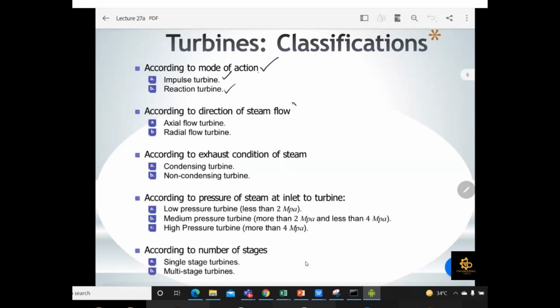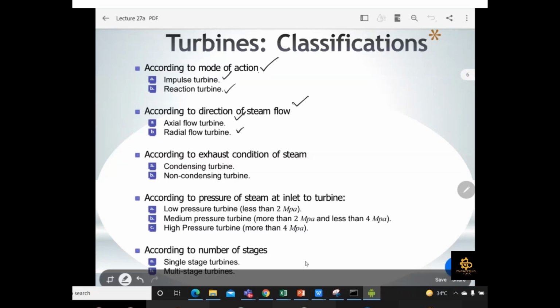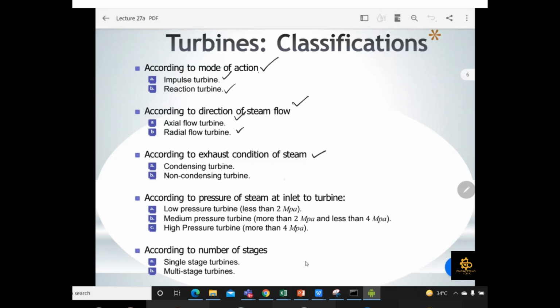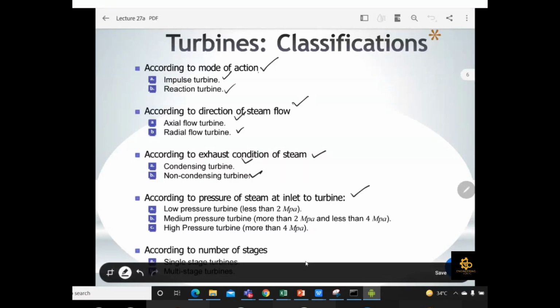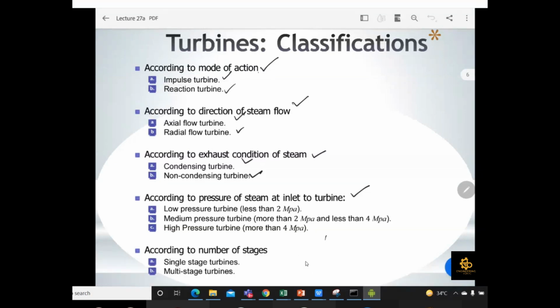According to direction of steam flow, there is axial flow turbine and radial flow turbine. According to exhaust condition of steam, there is a condensing turbine and a non-condensing turbine. Then according to pressure of steam at inlet to the turbine, we have low pressure turbine, medium pressure turbine, and high pressure turbine. And according to number of stages, we have single stage turbine and multi-stage turbine.